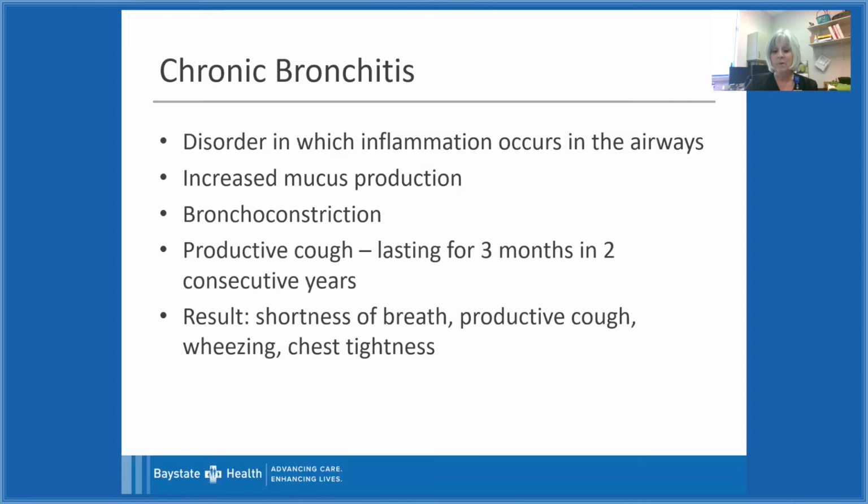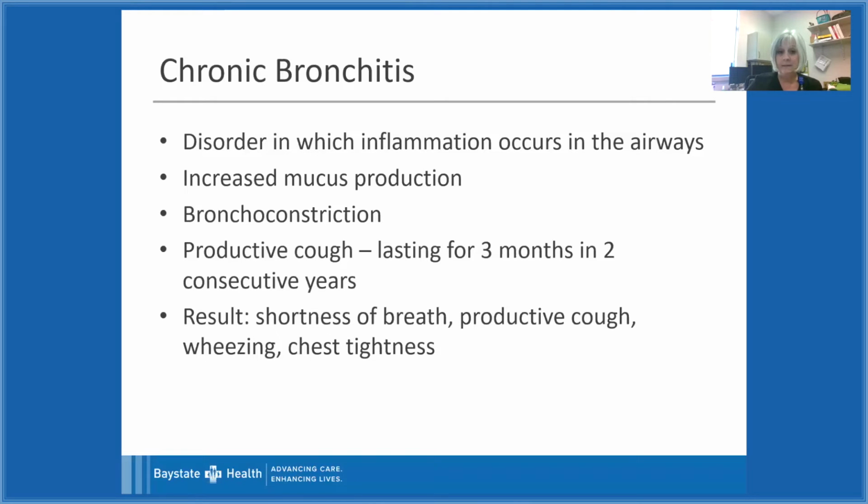So we refer to that as constriction. Those muscles are squeezing tight or constricting around those airways. And because we have so much mucus in the airways, we develop a productive cough, because that's really the only way that the body knows how to get rid of that extra mucus. This cough can last for years and years. To be considered chronic, it has to last for 3 months in 2 consecutive years. So that's how we diagnose the chronic piece of the bronchitis.